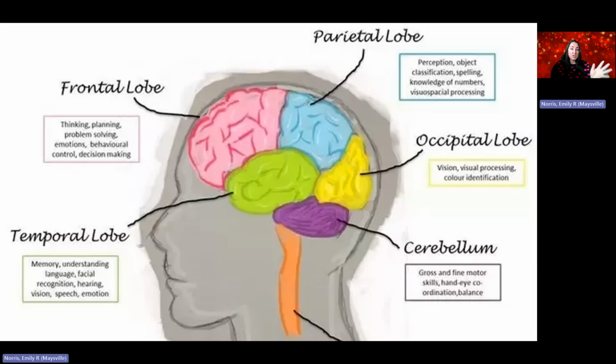Your facial recognition is processed there. Your vision, your speech, and your emotions are all processed in the temporal lobe. And remember, input from both ears is processed in both sides of the temporal lobe.